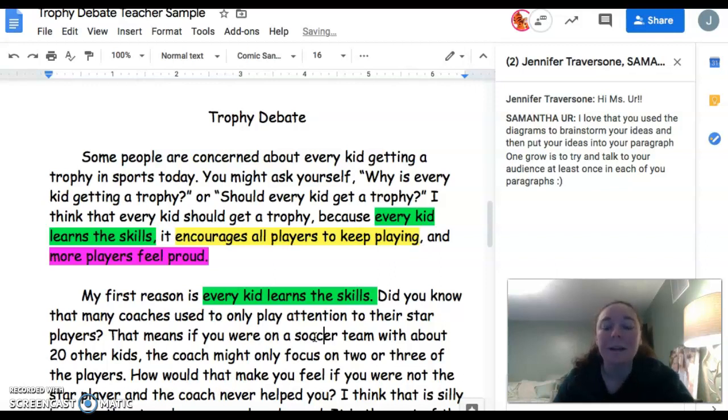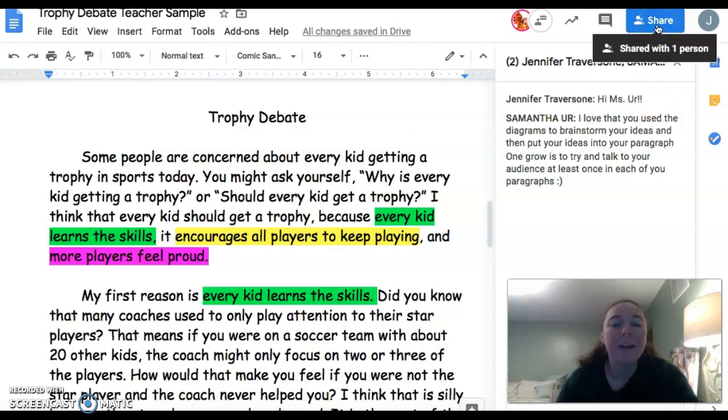Perfect. Okay. Something else you might try is getting a writing partner. So if you click share, you can actually share with anybody in our class, and you can work together like writing partners just like you do in class. You each have a copy of the checklist and you can totally play prove it together.